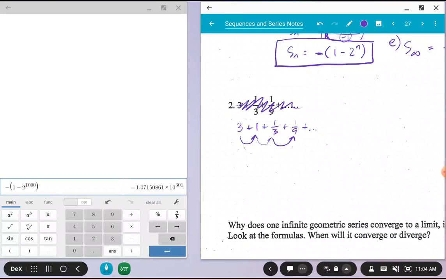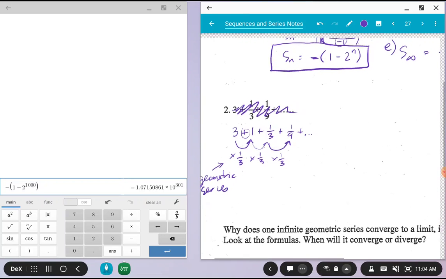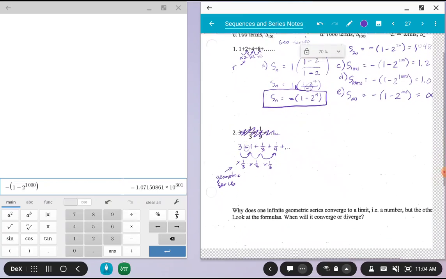What are you always doing to it? Hopefully you're saying you're always multiplying by a value of 1/3 each time. And so because we are now multiplying by a value of 1/3 each time, again, just like in our previous problem, we know that the multiplication is telling us this is a geometric, and then because we're adding these values up, we know it's going to be a series.